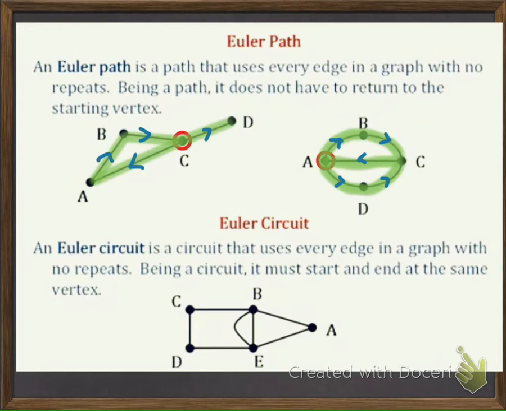An Euler circuit is a circuit. A circuit basically uses every edge in a graph with no repeats. But a circuit must start and end at the same vertex. So let's look at an example.